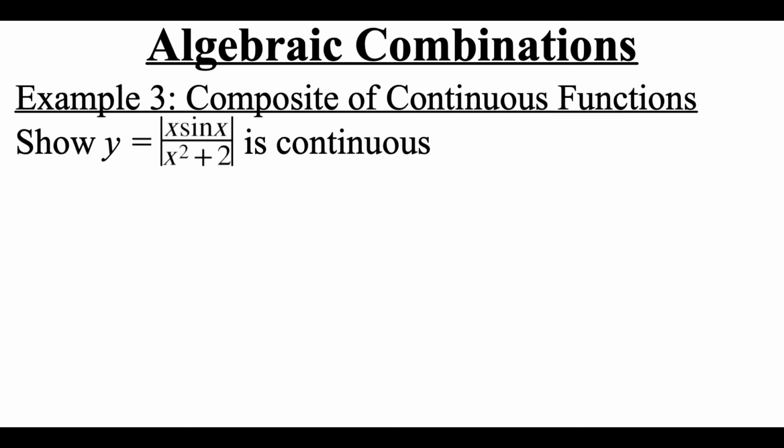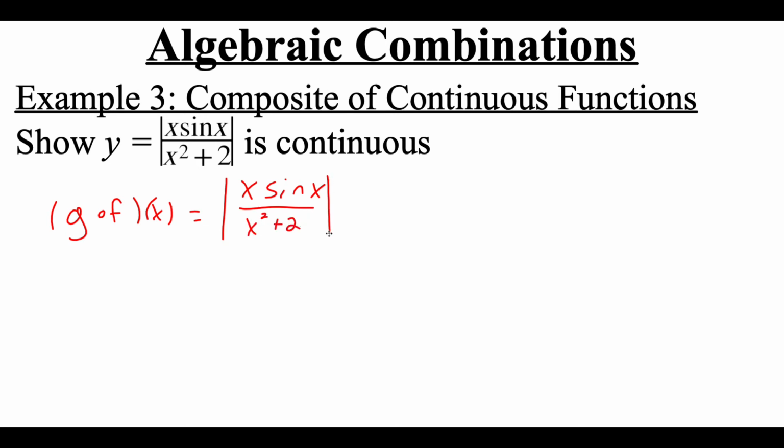So in this example, we're going to show that y equals the absolute value of x times the sine of x all over x squared plus 2 is continuous. And the way we're going to do that is by looking at it as a composition of functions. So let's say this was some g composed with f of x function, and that gave us this absolute value of x times the sine of x over the x squared plus 2.